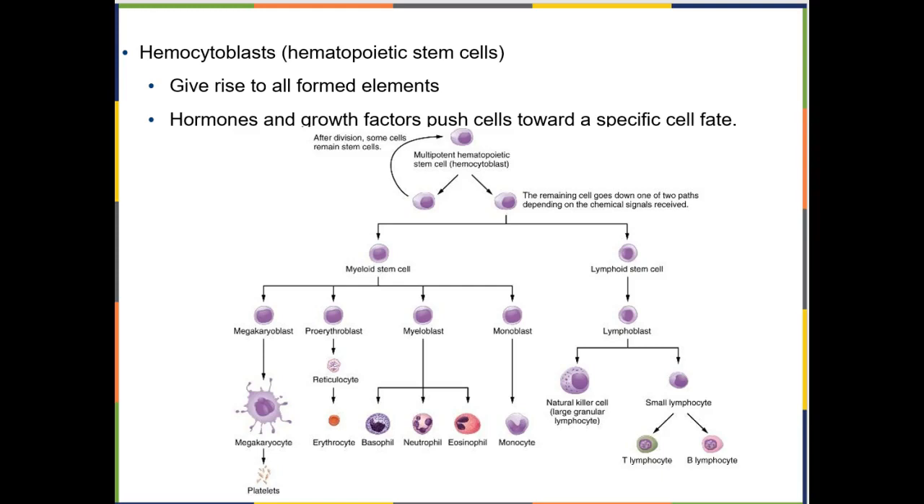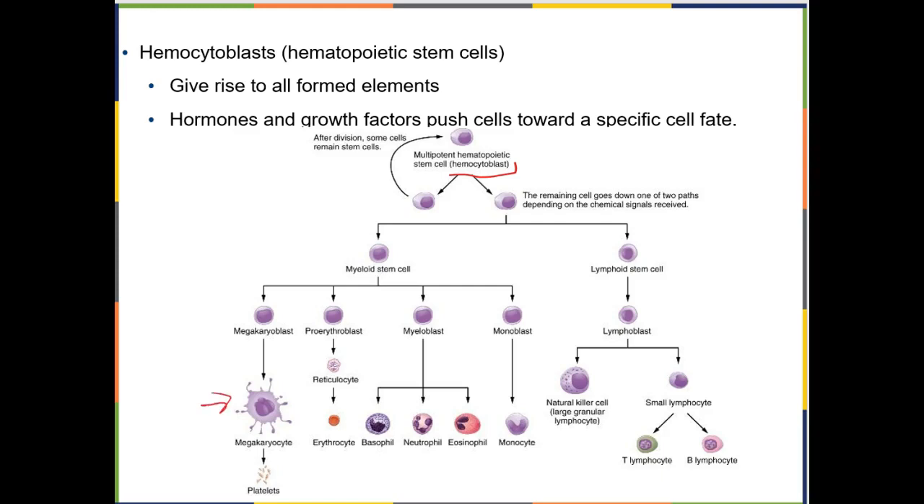So you also want to know that it's this one cell type here called a hemocytoblast that gives rise to all of your formed elements. So you've got your lymphocytes, or your white blood cells, lymphocytes, monocytes, all these cells here, I won't name them all, red blood cells and platelets, which are actually fragments of this cell type here called a megakaryocyte.